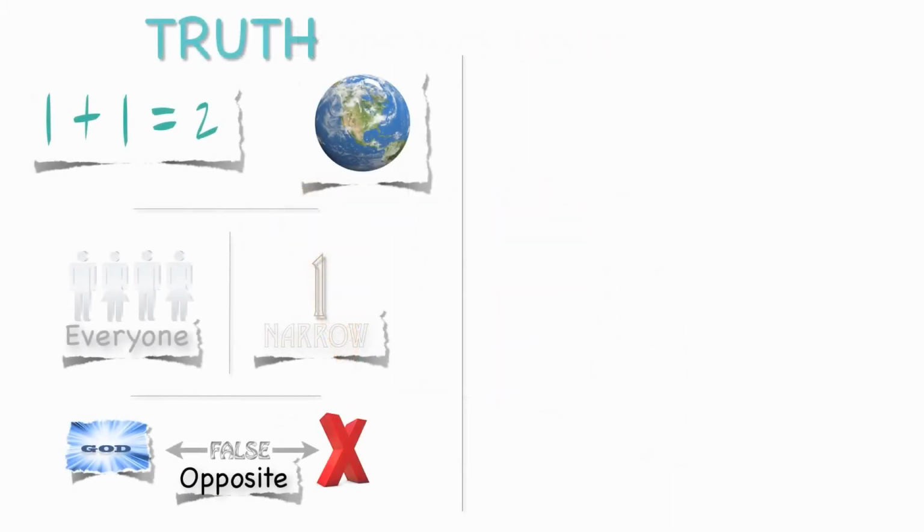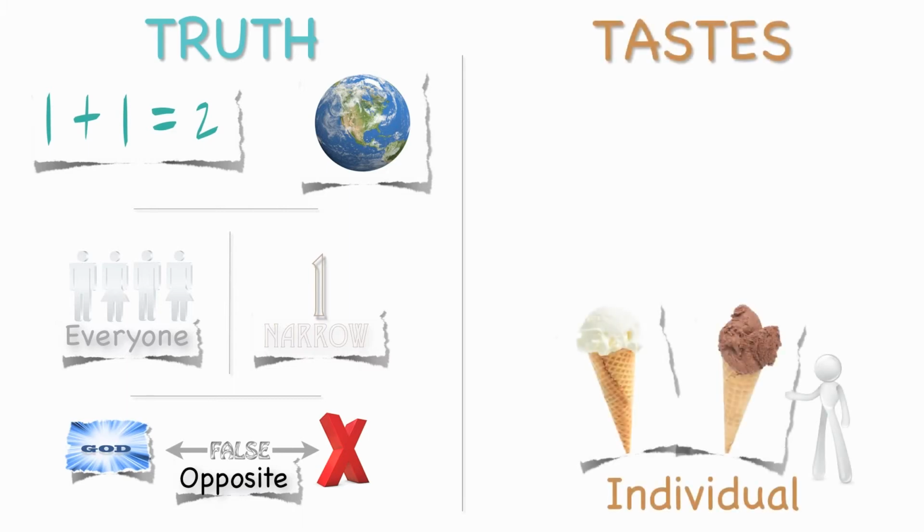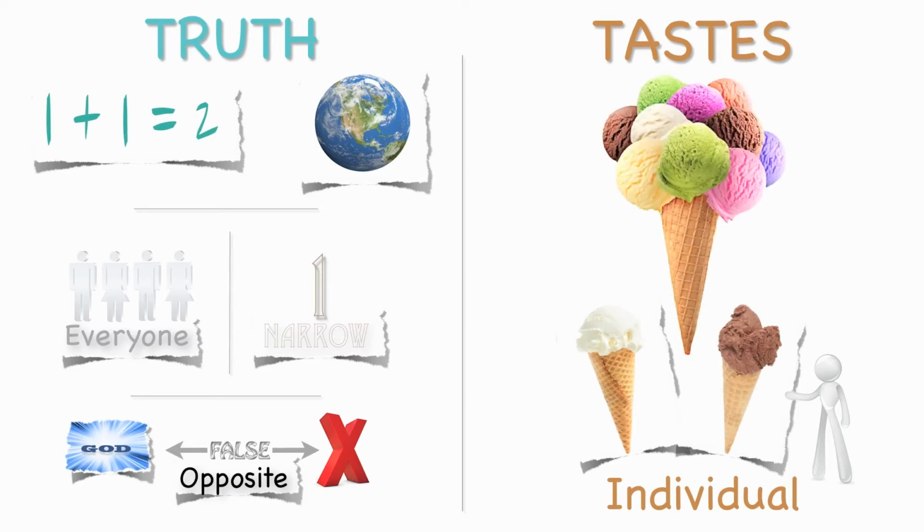Now in this slide, let's put truth and taste side by side. Beginning on the left, under truth, we've got our math equation, 1 + 1 = 2, and the earth is round, along with the other characteristics of truth. Truth applies to everyone, it's narrow, and the opposite of true is false. Now under the topic of taste, we'll put our ice cream cones, as well as the word individual, to represent our individual tastes and preferences. In fact, forget about just chocolate and vanilla. Under taste, any flavor goes.